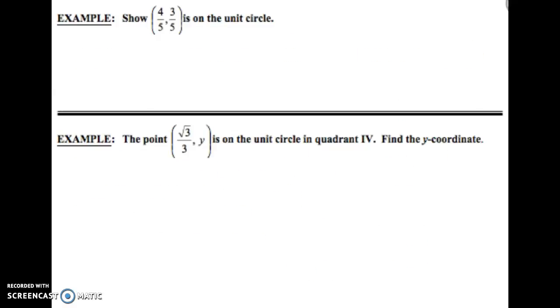For our first example, we want to show that the ordered pair 4/5, 3/5 is on the unit circle. I'm going to begin with the equation of the unit circle, which again is x squared plus y squared equals r squared. So in our case, x squared plus y squared equals 1. This ordered pair that we're given is an x value and a y value. So if that ordered pair is on the circle and I plug in 4/5 for x and 3/5 for y, it should make my equation true. So that's exactly what I'm going to do.